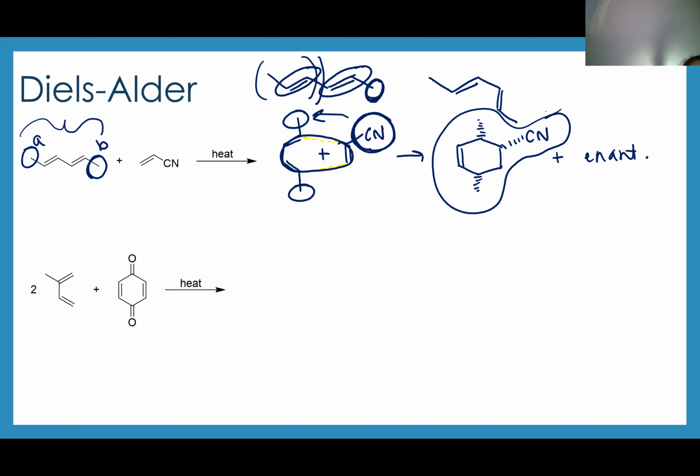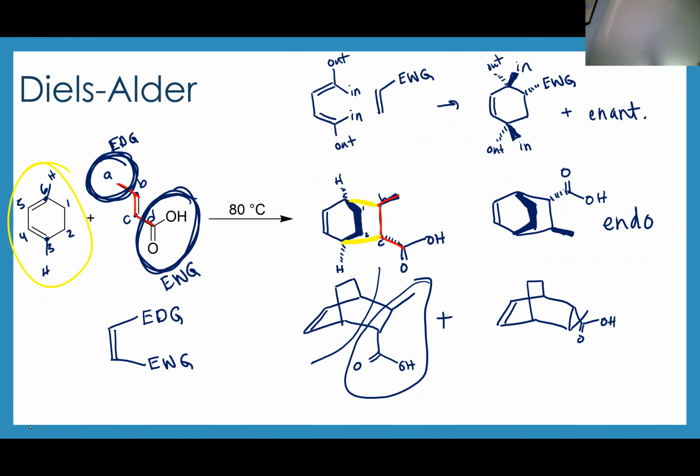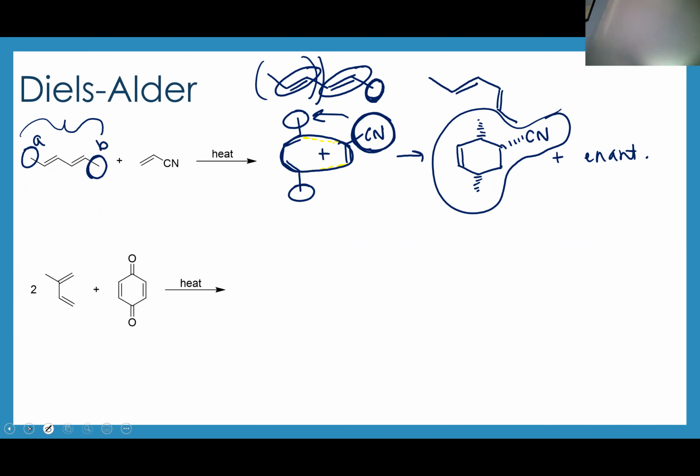Okay, our next one is a little trickier. When you have a product like this that's going to form a product with 3 rings, right? You might want to draw out a rough sketch before you worry about any of the stereochemistry. So we know that we're going to end up with 3 rings.